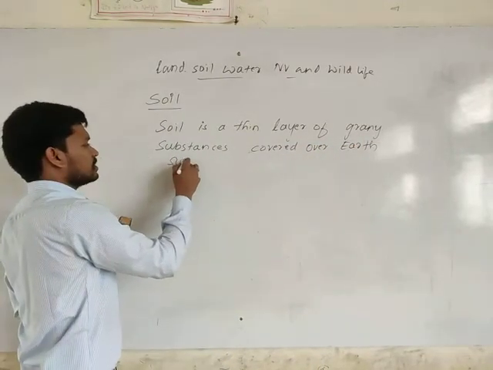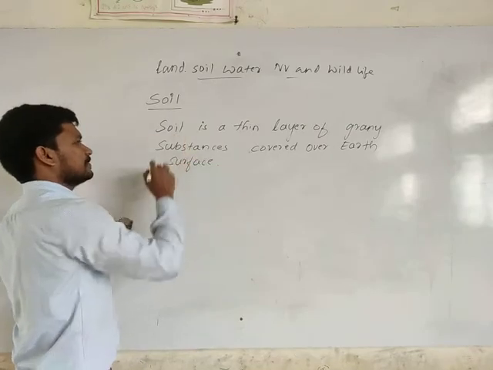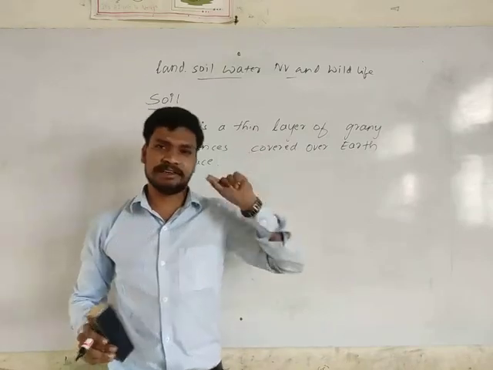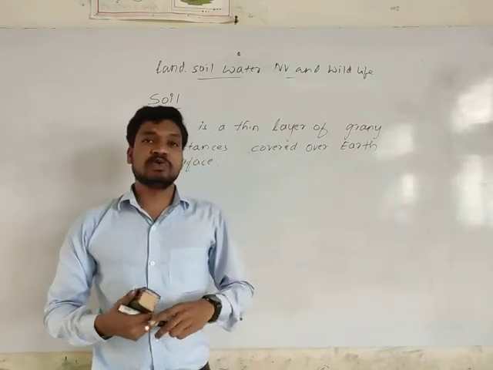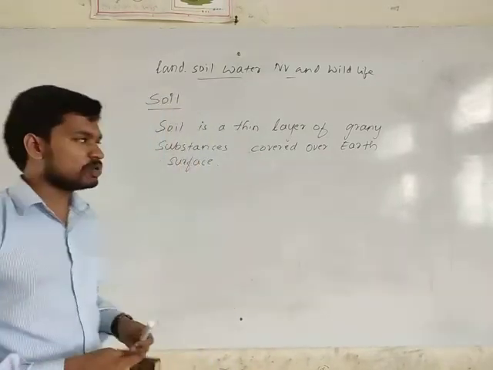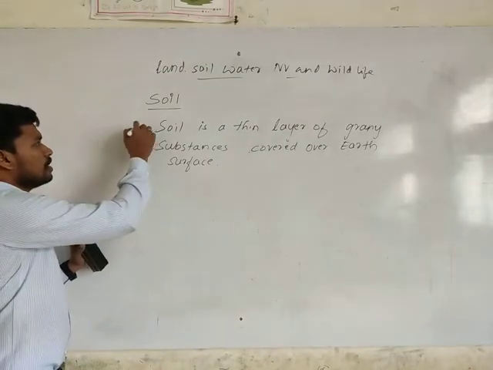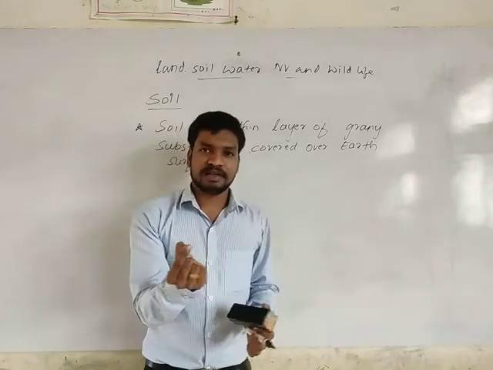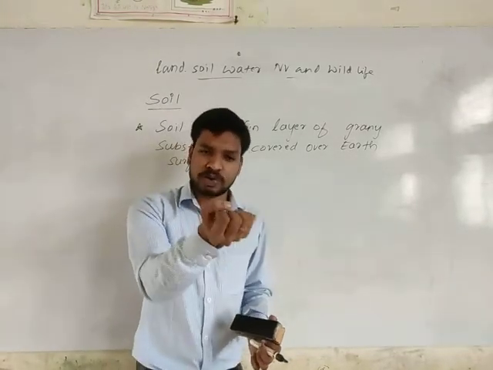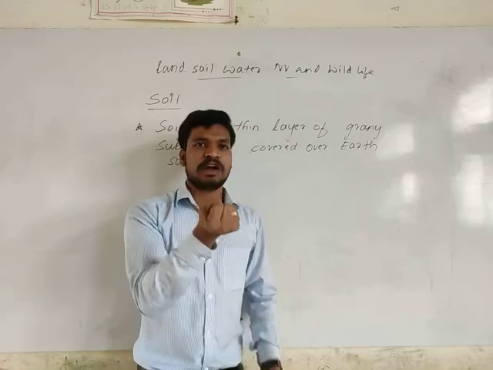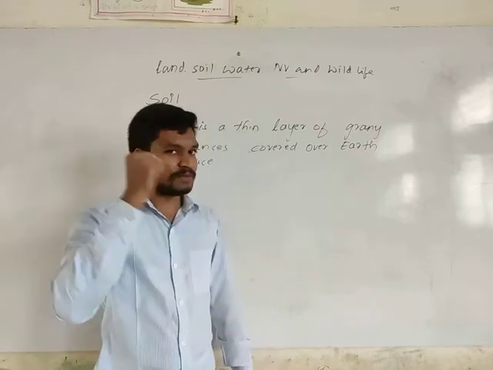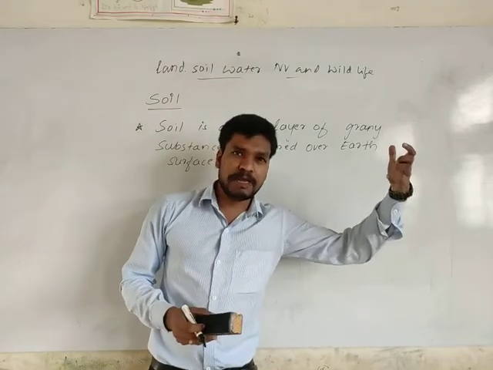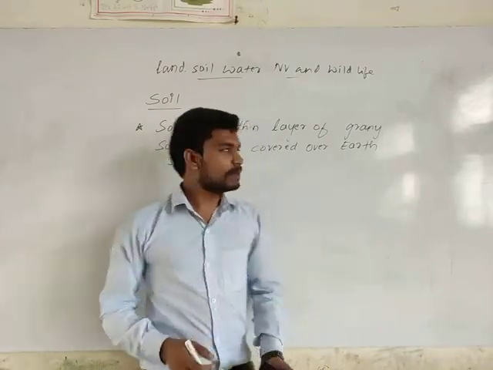So this soil which is covered over earth surface is a very thin layer compared to the crust, and it takes thousands of years to form 1 centimeter of soil. To form one fistful of soil, it takes thousands of years. So it goes through many processes to form soil.